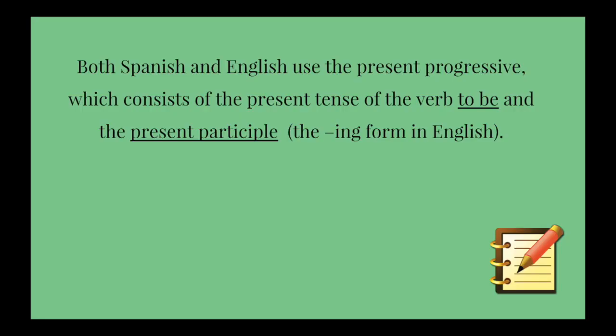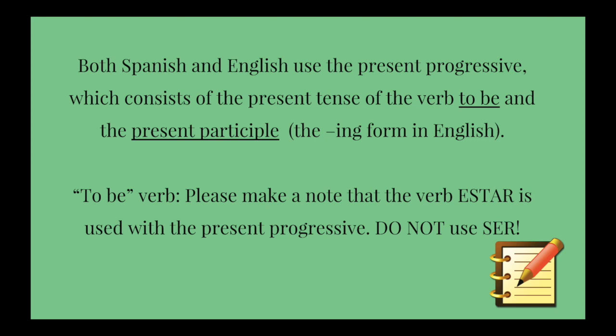Let's get started. Both Spanish and English use the present progressive, which consists of the present tense of the verb to be and the present participle, which is an ing word in English. So in English, this would be like saying, I am skating, you are reading, we are cooking. It's something that's happening right now. It's in progress. As you know, in Spanish, there are two ways to say to be, estar and ser.